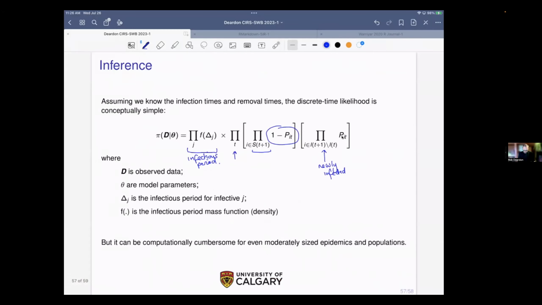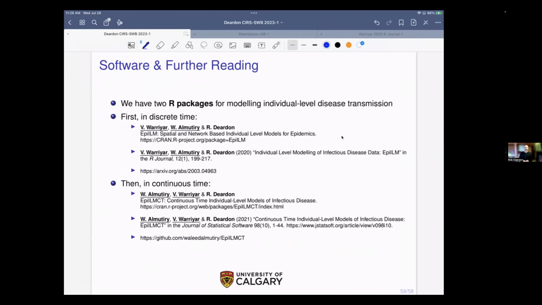That said, and this is my final slide, we actually have 2 R packages for modeling at the individual level. And each of those has a vignette, a paper associated with them. The one that's relevant to what we've talked about today is a package for modeling in discrete time. It's called EpiILM. There is a paper that basically takes you through, shows you how to simulate.